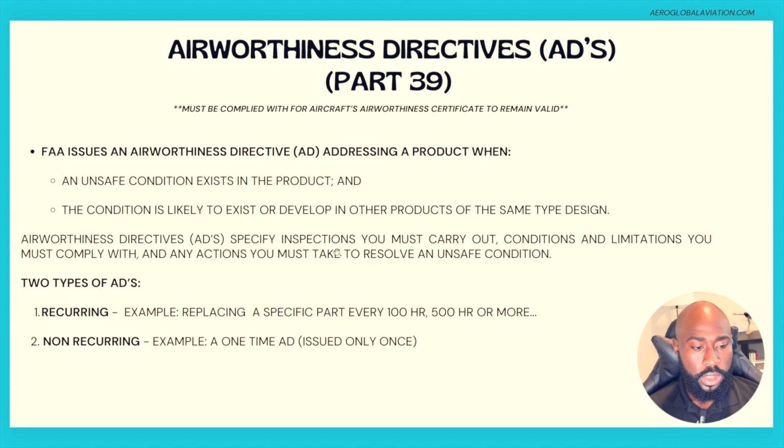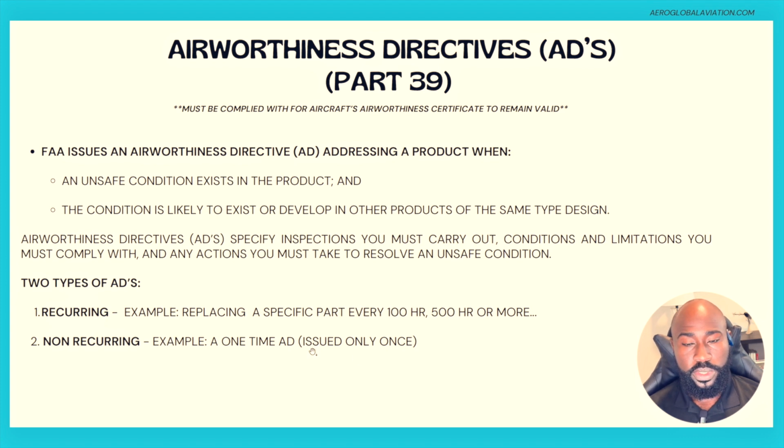There are basically two major types of ADs: recurring and non-recurring. A recurring AD is an AD with specific times or deadlines. For example, they may say you need to replace a specific part every 100 hours, 500 hours or more. On the other hand, a non-recurring AD is just an AD they issue one time. Once they issue it and you comply with it that one time, that's done forever. You really don't have to do anything anymore.